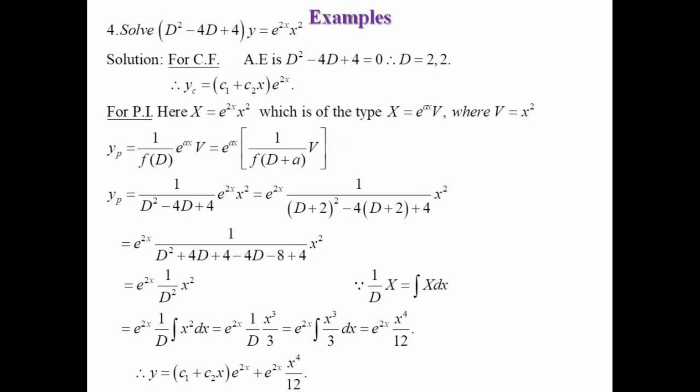So now let's discuss the fourth example so that we can understand this type very easily and clearly. Here the linear differential equation with constant coefficients is (D² − 4D + 4) y = e^(2x) · x². So if we try to find the complementary function, which is obtained from the auxiliary equation, the auxiliary equation is D² − 4D + 4 = 0.